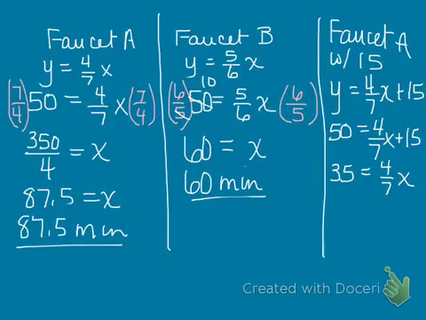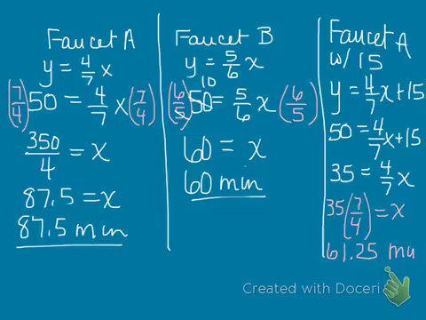Okay, so we want to multiply by 7/4 on each side again. So we've got 35 times 7/4 is equal to x. Okay, and so this simplifies to, let me see, 61.25 minutes. So 61.25 equals x. So we can see here, and we could write out our answer, but even with 15 gallons already in the tub, it's still going to take over an hour, a little bit longer to fill the tub with faucet A than with faucet B, because it's just that much slower.